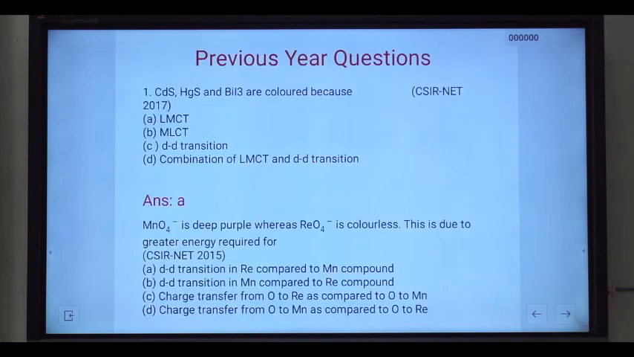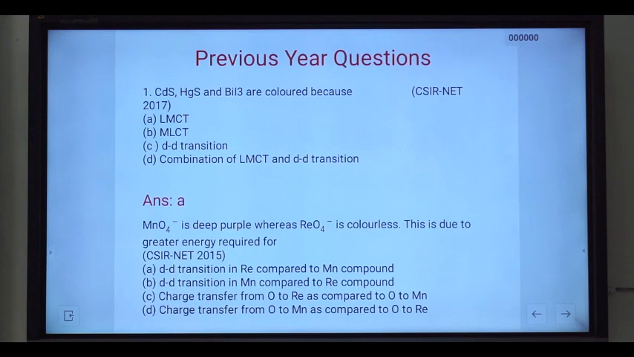Again a previous year question. The first question is: cadmium sulfide CdS, HgS and bismuth iodide are colored in nature because... First of all, look at the ligands. The ligands are sulfur and iodide, means sulfide and halides. These are pi donor ligands. For pi donor ligands, LMCT kind of transitions occur. So very simple, the answer will be A, that is ligand to metal charge transfer. This question appeared in CSIR NET 2017 examination.